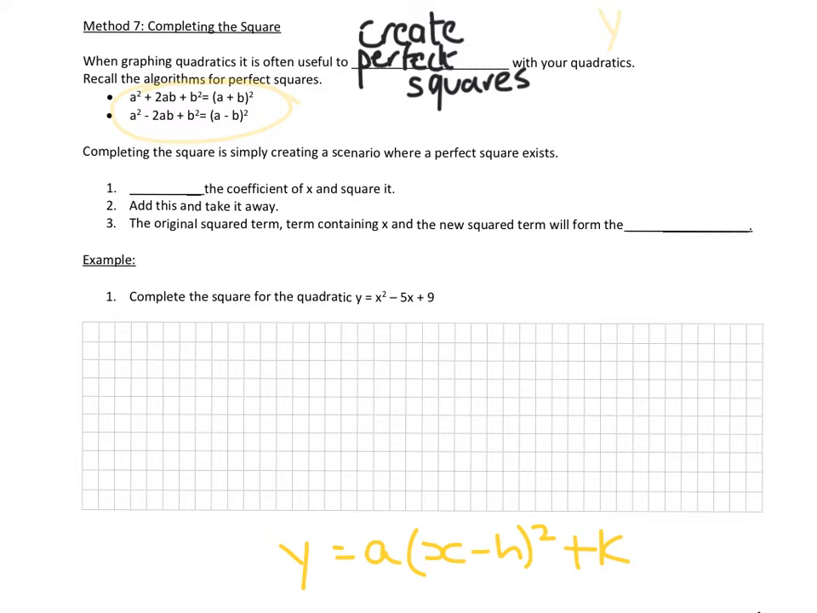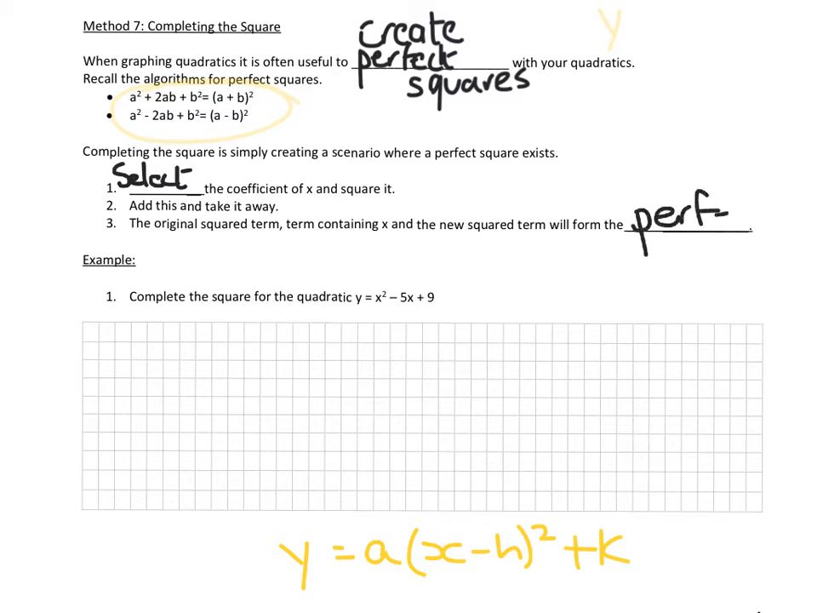To do this, as you remember, you'll take the coefficient of x and square it. So you might want to use the word select so you don't get it confused with the actual operation of taking. So select the coefficient of x and square it, add this and take it away. And the reason we do this is because if we just added in the coefficient of x divided by 2 and squared, we'd be actually changing the quadratic. But if we take it away as well, then we're fine, it's the same quadratic. Then the original squared term, the term containing x, and the new squared term will form the perfect square.